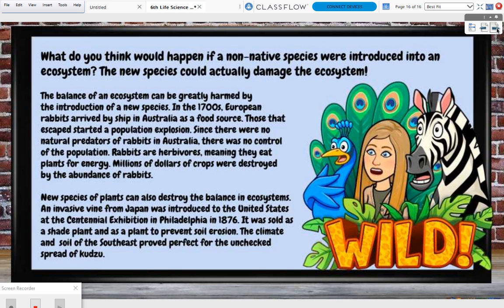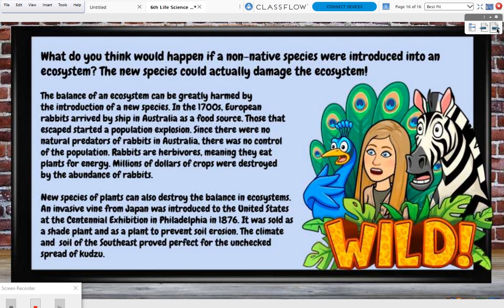So this is the last slide, and let's talk about what would happen if you introduce something to an ecosystem that shouldn't actually be there, that isn't there natively. So I'll just start at the top. It says, what do you think would happen if a non-native species were introduced into an ecosystem? The new species could actually damage the ecosystem. The balance of an ecosystem can be greatly harmed by the introduction of a new species.